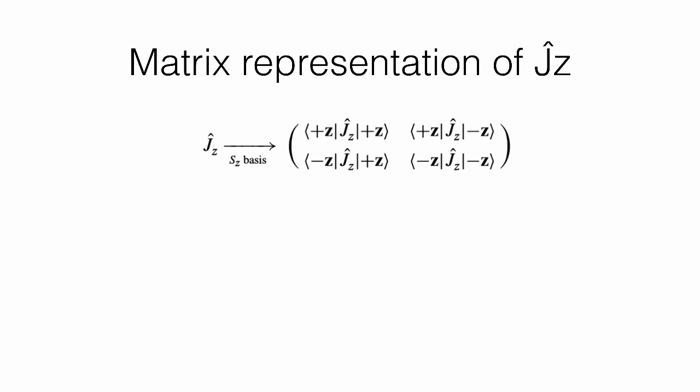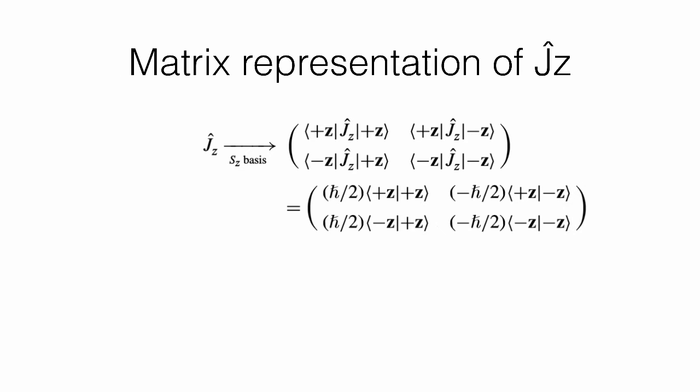Okay, now another operator we've seen is JZ, and we know that it should be pretty easy to calculate in the plus z minus z basis, because we know that JZ operating on plus z is h bar over 2 plus z, and JZ operating on minus z is minus h bar over 2 minus z. And of course, we get something like this. In other words, we find that JZ in the basis SZ is diagonal, which is not very surprising. You've seen probably before in linear algebra that when you represent an operator in the basis of its eigenvectors, you obtain a diagonal matrix.